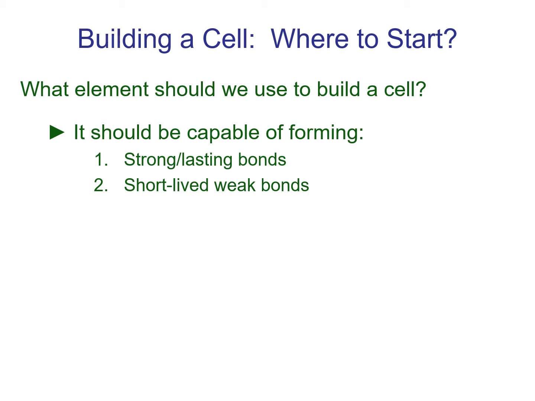Also, if you look at DNA, DNA has to be unzipped. It consists of two strands, and they have to be pulled apart in order for your cell to read the information that's contained within the DNA, and then the DNA molecule has to be zipped back up. So we need some sort of atom that can form long-lasting covalent bonds, but also form weak interactions as well.